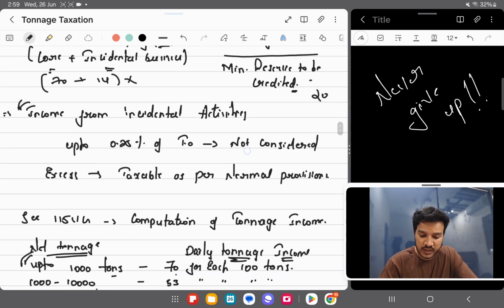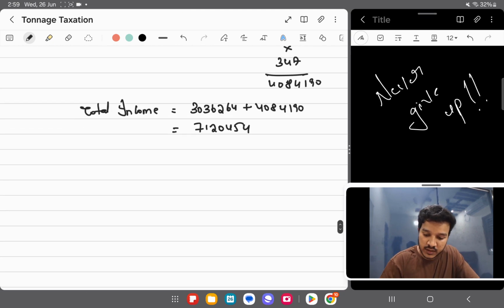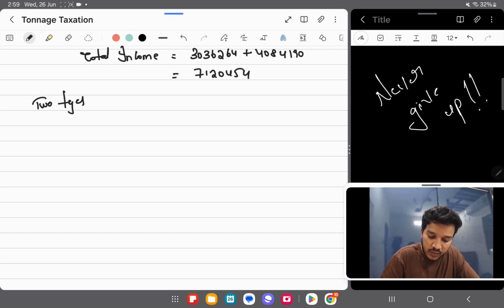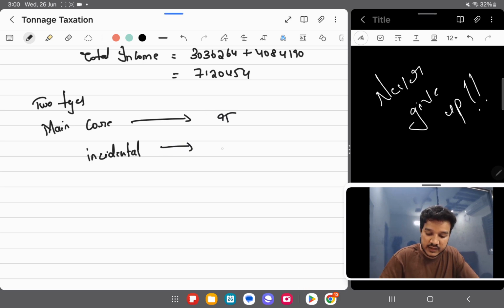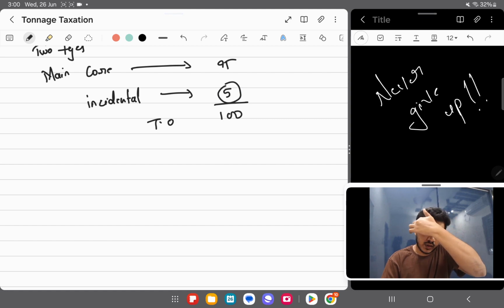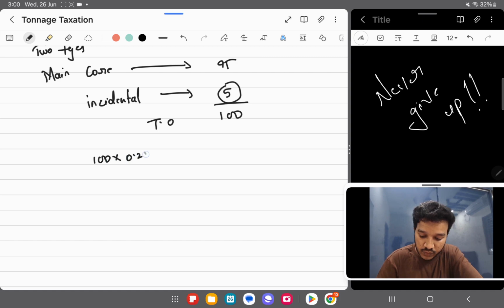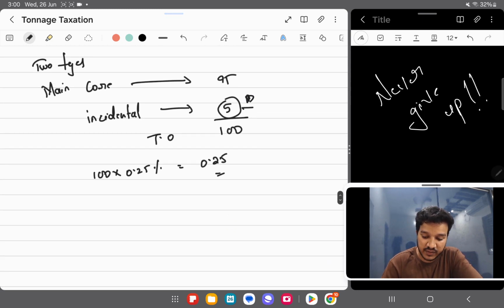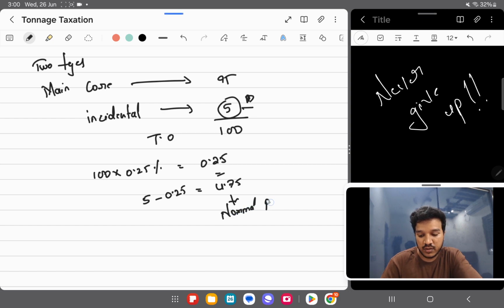I'll tell you, two types of incomes: main, which is also called core business, and then incidental. Now from core business I'm getting 95, and from incidental I'm getting 5. Total turnover is 100. Out of your total turnover, 100 into 0.25%, which comes to 0.25. Anything in excess of 0.25 should be charged to tax as per normal provisions of the Act. So in this case, our incidental activity income is 5, which is more than 0.25. So this excess amount, 4.75, will be taxed under the normal provisions of income tax. Simple.